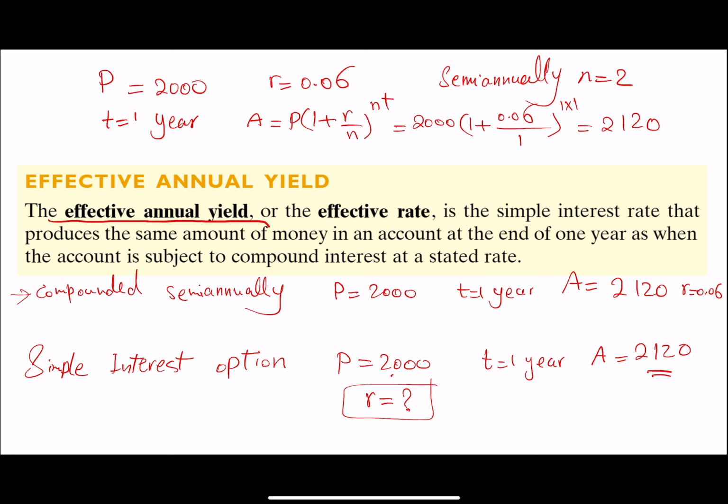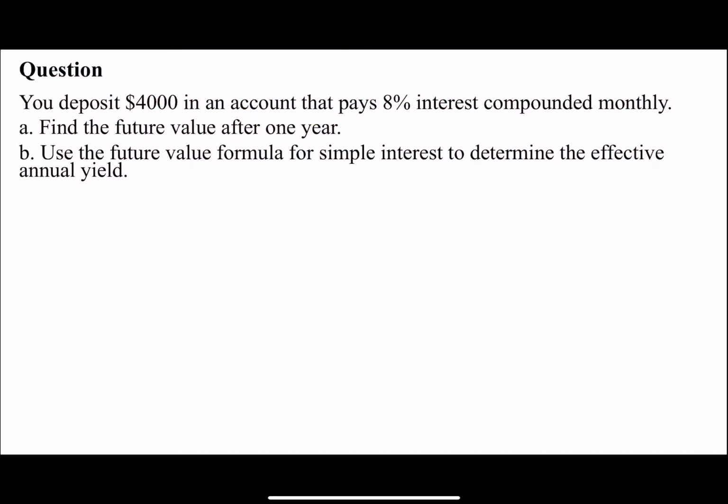So effective annual yield, or the effective rate, is the simple interest rate that produces the same amount of money in an account at the end of 1 year as when the account is subject to compound interest at a stated rate. So, for example, here, you deposit $4,000. That is your principal, $4,000, in an account that pays 8% interest. So your interest is 0.08, compounded monthly, and n is equal to 12.